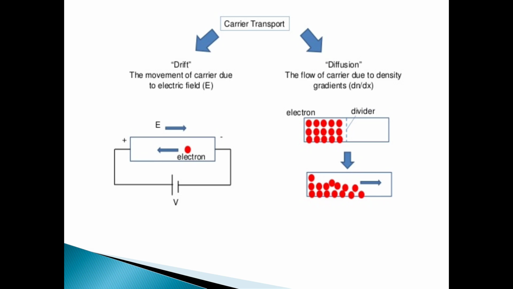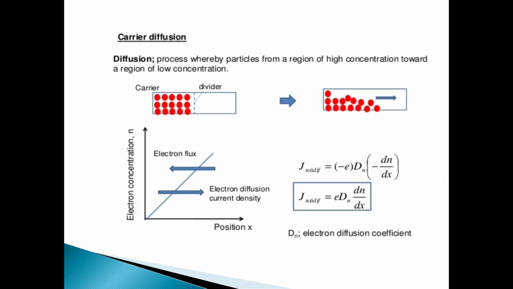While what is diffusion? It is the flow of carriers from a region of higher density to lower density. Like when a filled water tank is connected to an empty water tank, the water flows from a region of higher concentration to a region of lower concentration, until the water levels are equal. The same thing happens here. The electron moves from a region of higher concentration to a region of lower concentration to maintain uniformity of the concentration. So what is carrier diffusion?